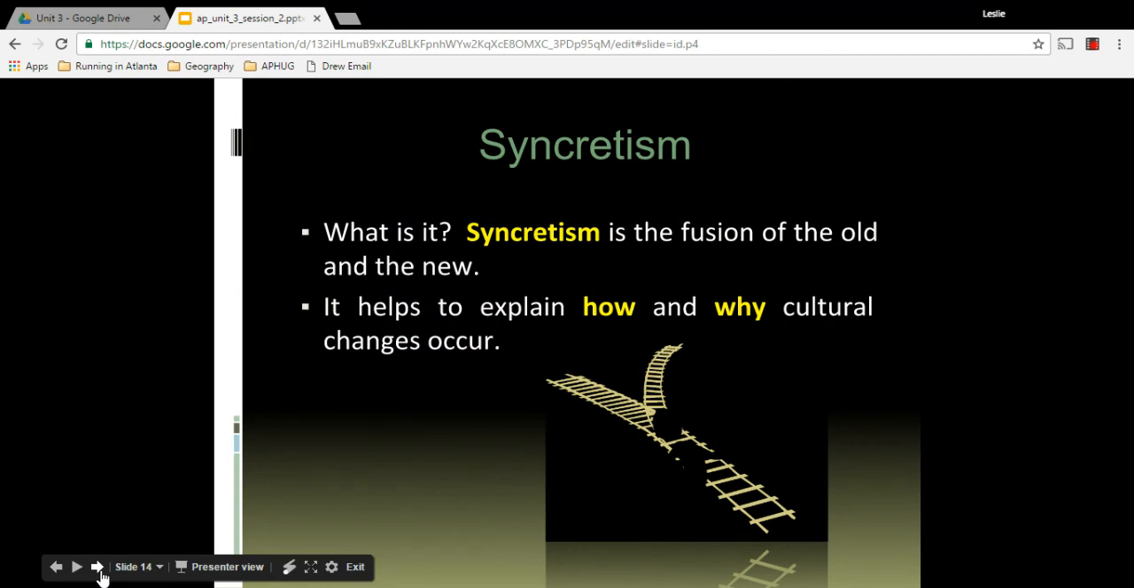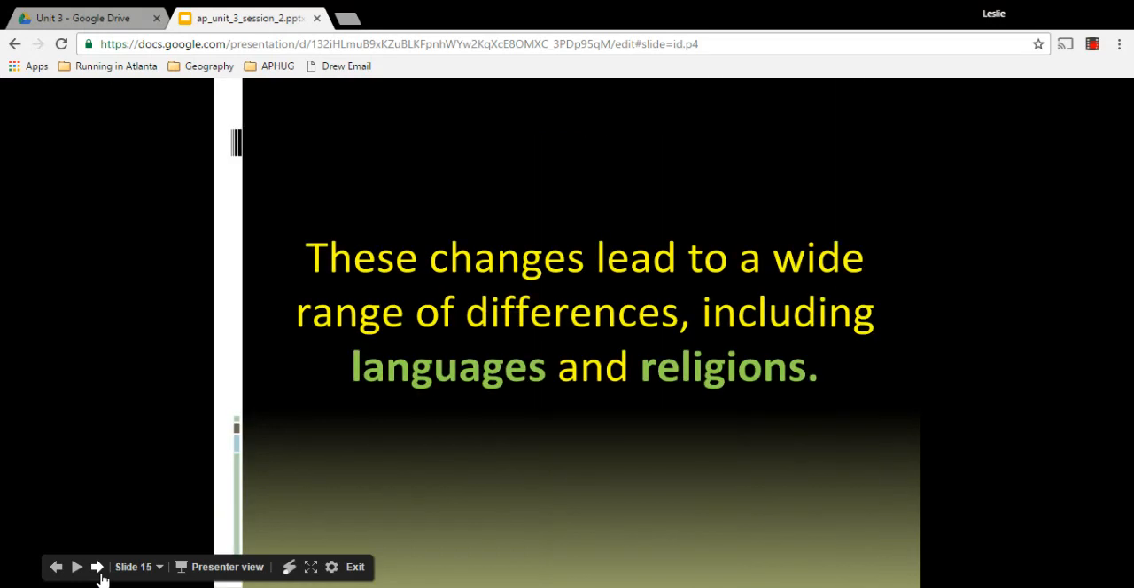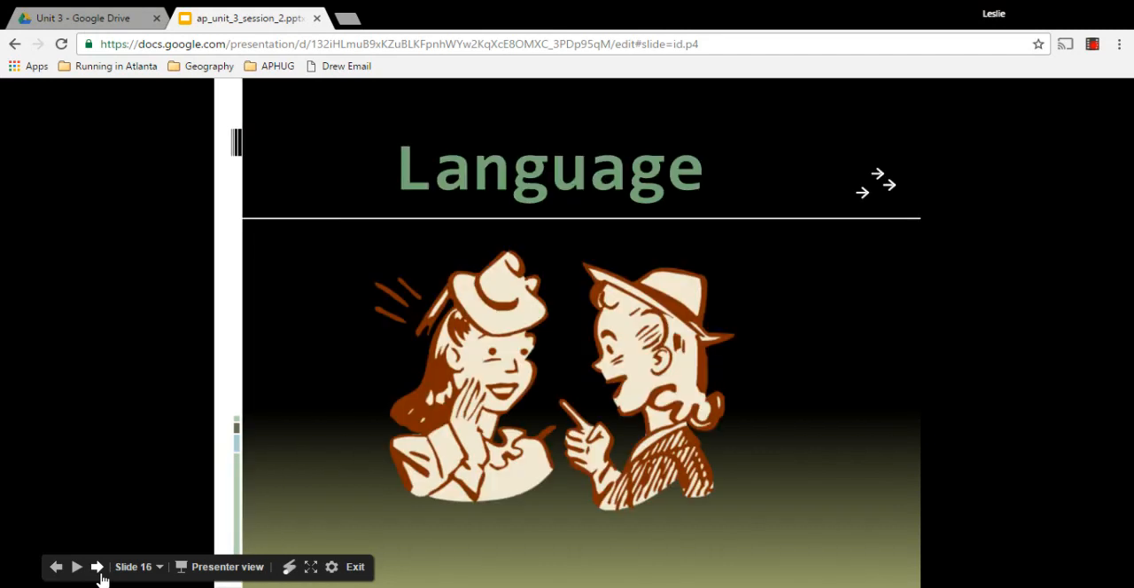All right, an important vocabulary term for you to know is syncretism. So what is it? Syncretism is the fusion of the old and the new. It helps explain how and why cultural changes occur. These changes lead to a wide range of differences, including differences in language and religion. And if you'll remember, language and religion are a very important part of culture.